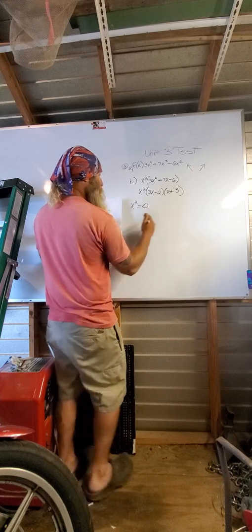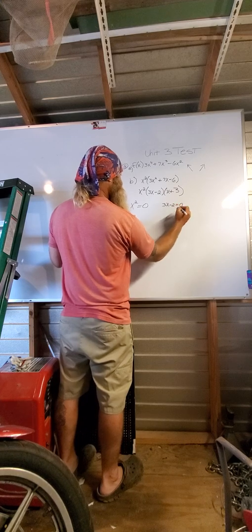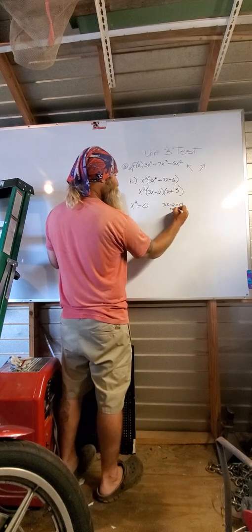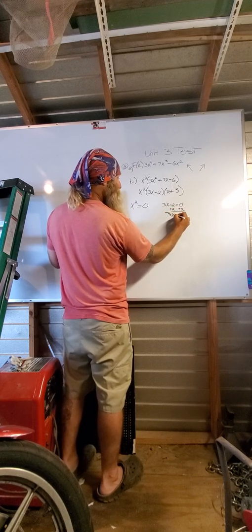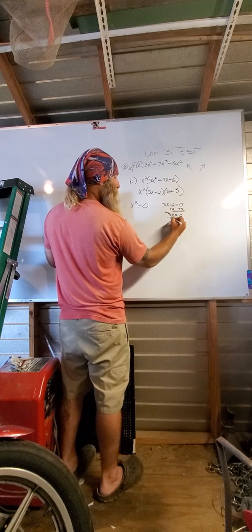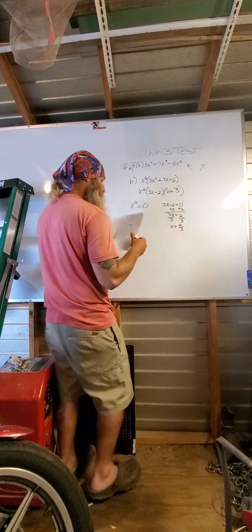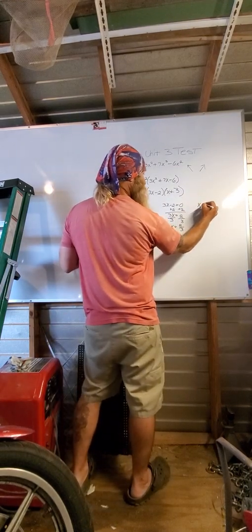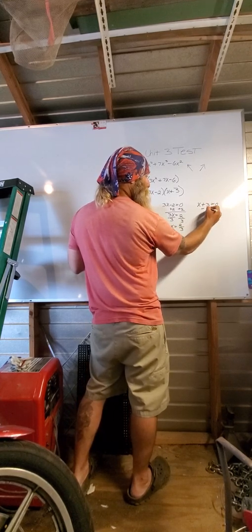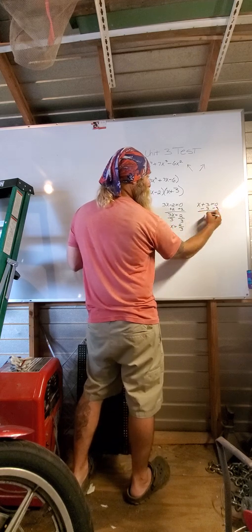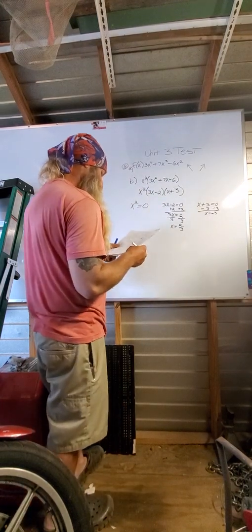So our zeros: x squared equals 0. We got 3x minus 2 equals 0, so add 2, 3x equals 2, divide by 3, x equals 2 over 3, and x plus 3 equals 0, minus 3, x equals negative 3, and those are our 3 zeros.